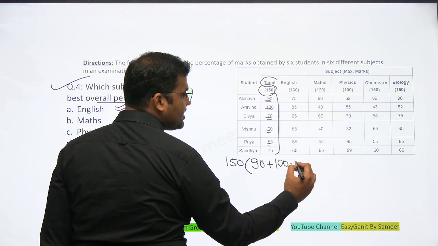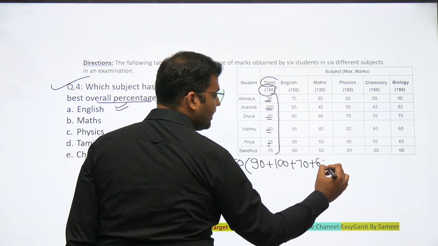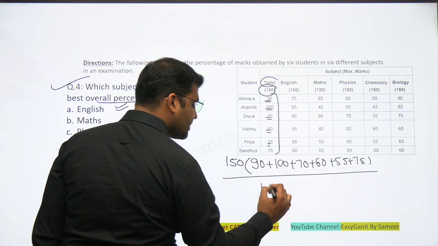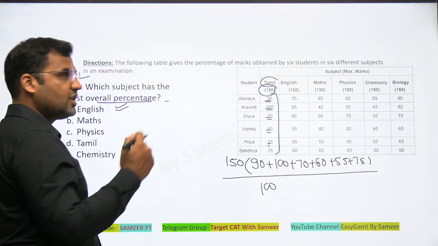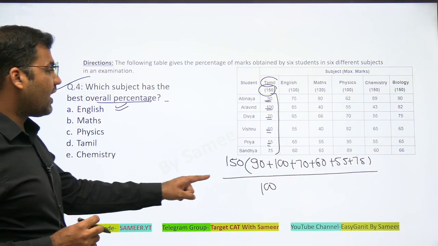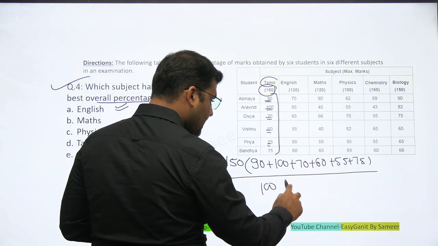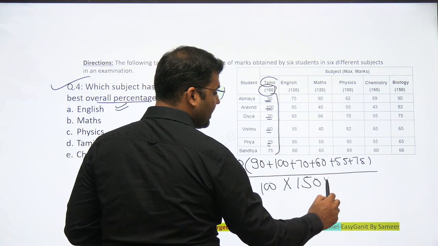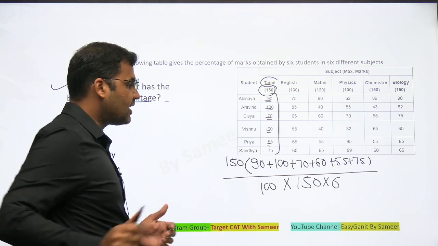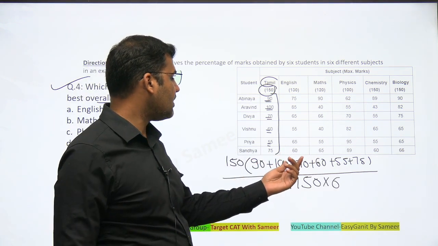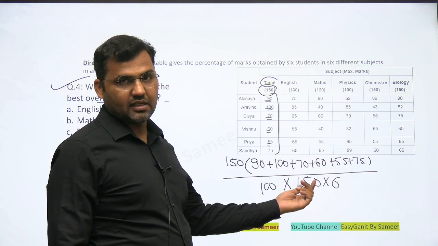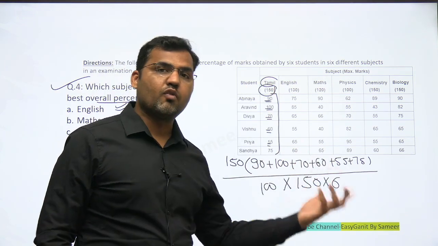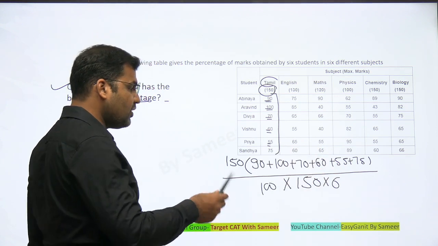90 plus 100 plus 70 plus 60 plus 55 plus 7. Now these are the marks, the total marks that each of these 6 students will be getting. If I want to find out the overall percentage, then I will be dividing it by 150 by 6, 150 into 6, to find out the overall percentage. These marks as a part of total marks, which is 156, will be giving me the overall percentages of the 6 students.